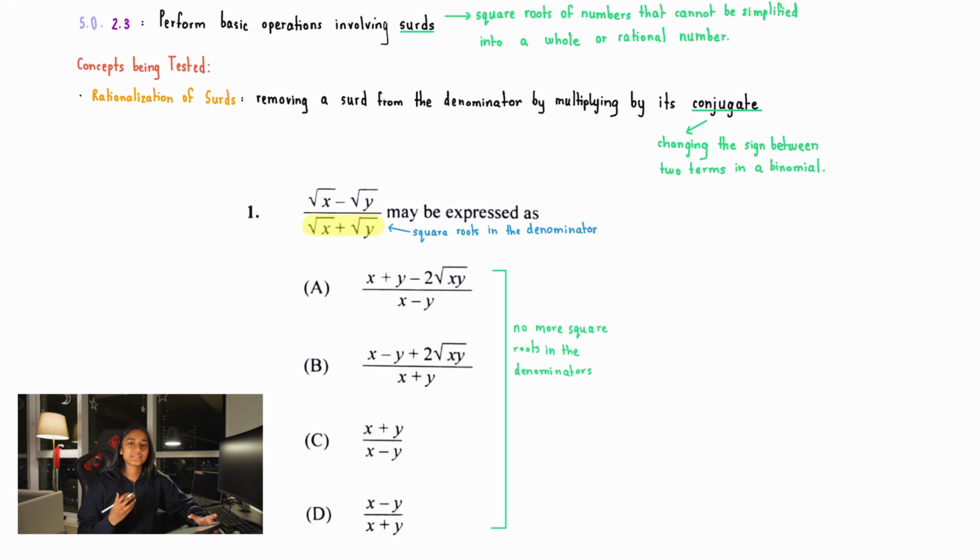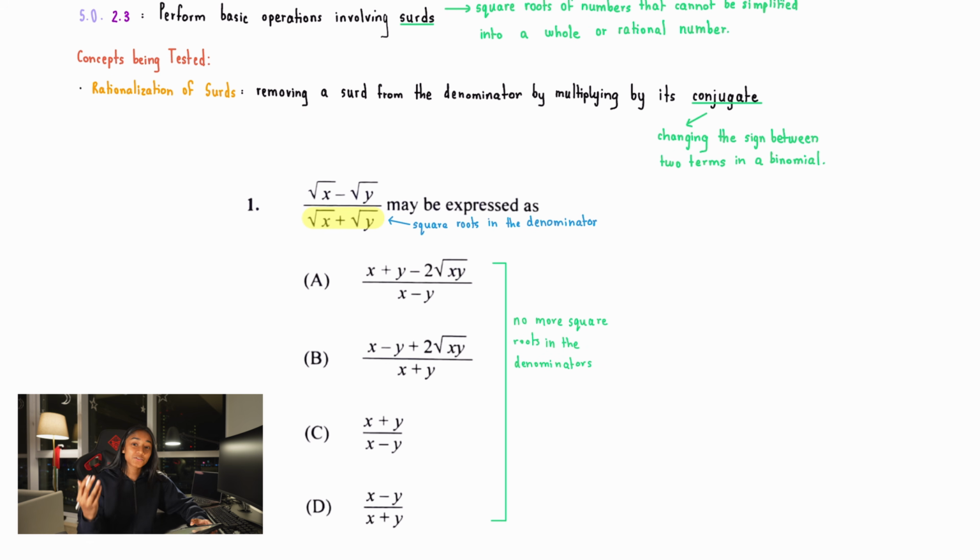But let's begin from the basics, the fundamentals. What even is a surd? Okay, that's a great question. So surds are actually square roots of numbers that cannot be simplified into a whole or rational number. So for example, the square root of 2 and the square root of 3 are both surds because you cannot simplify them into rational numbers. However, the square root of 4 is not a surd because the square root of 4 is equal to 2. The square root of 9 is not a surd because that is equal to 3. Okay? So examples are the square root of 2, the square root of 3, and the square root of 5.